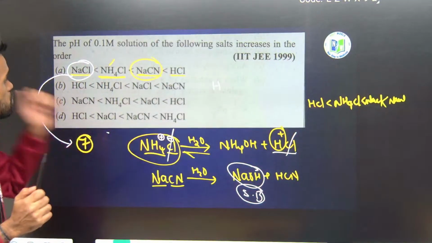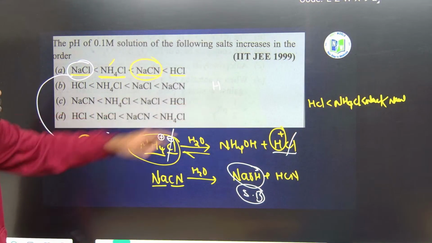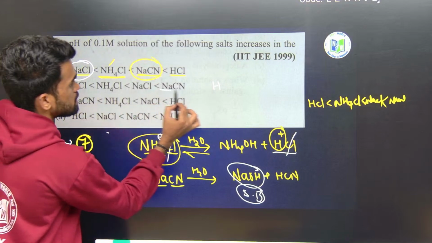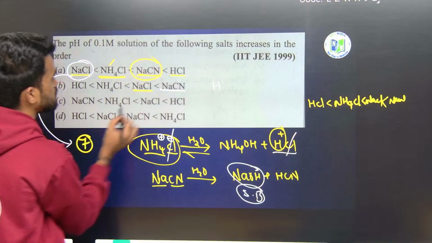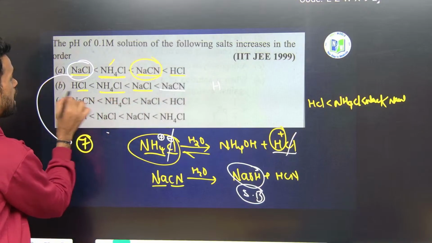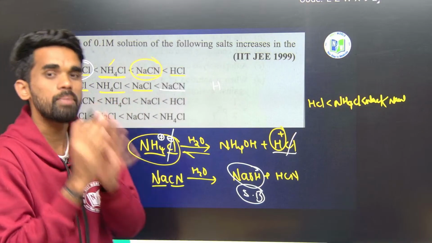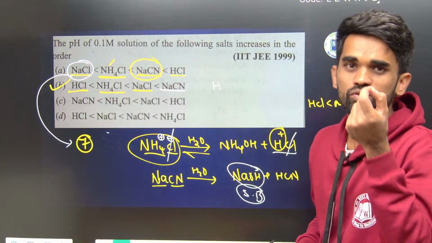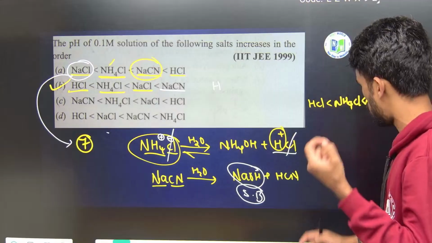Look at the options, where do we have this kind of option? See option 2 here: NaCN is high, after that NaCl, next NH4Cl and HCl. So option B will be the perfect answer. Hope this is clear. Now I will give you one very basic and very important question.